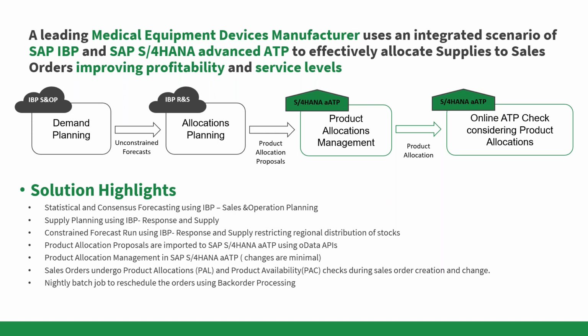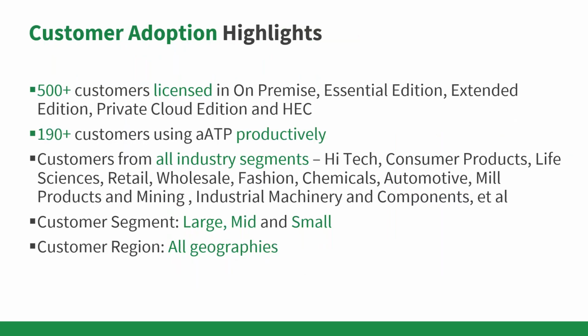They do sales and operation planning and demand planning in IBP S&OP, they do the allocation planning in IBP response and supply, they move the allocation to S/4HANA Advanced ATP, and those are checked during the online ATP check. This has been a very successful customer of ours, and we are going to have an official reference there.